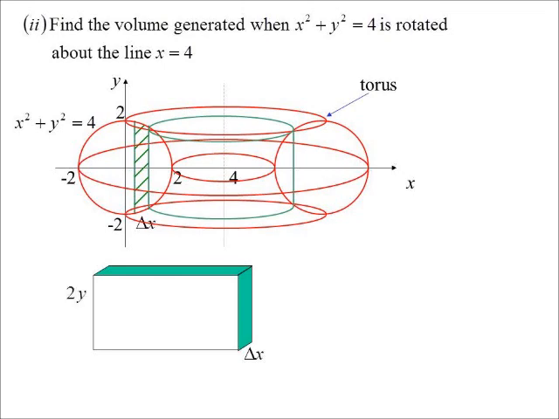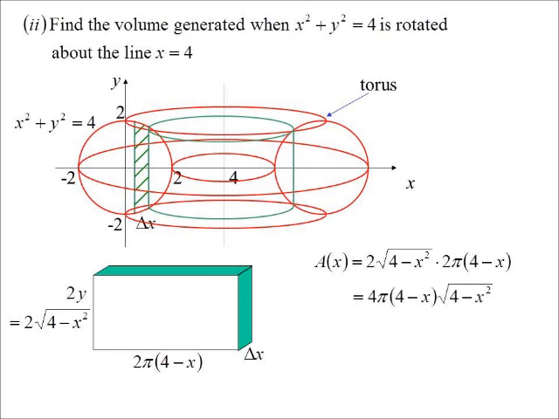That's the easy bit. It's going to be twice the y value because of symmetry there. I need it in terms of x though, so it'll be 2 times the square root of 4 minus x squared. Now, circumference is 2 pi times the radius. The radius is not the x value. The radius is 4 minus the x value, because we're starting at 4 and we're going back to our shape. So the area is 2 root(4 minus x squared) times 2 pi (4 minus x). Tidying that up a little bit, delta V is 4 pi (4 minus x) square root of 4 minus x squared.